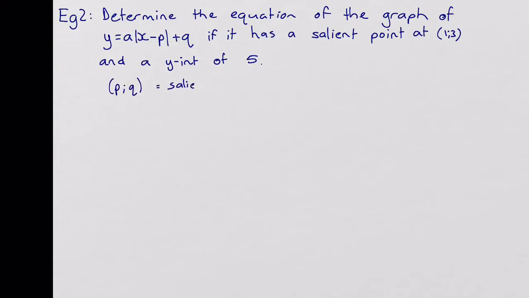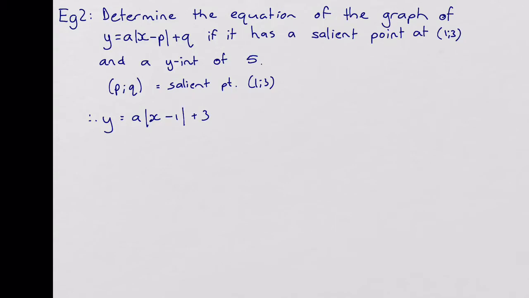So we can simply substitute those straight in. The salient point in this case is (1, 3), so we can therefore say that y equals a into the absolute of x minus 1, plus 3. Okay, so we're partly there. Now we need to simplify and solve for a.